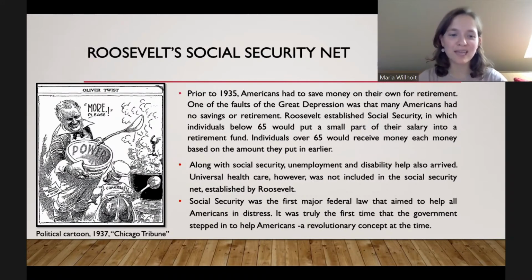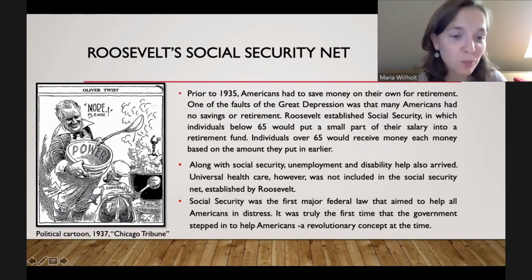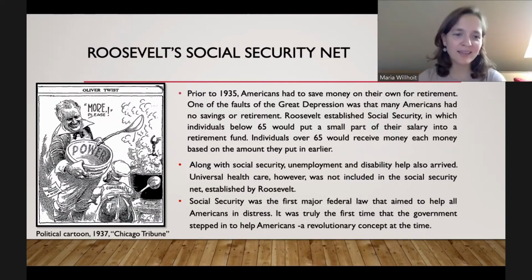Just so you know, this is actually a political cartoon from the Chicago Tribune in 1937. And it's actually an image of Roosevelt. He's smiling. He's got a soup bowl and a spoon, and the bowl has power. It's supposed to symbolize power, and he wants more, please. And he wants more and more. The cartoon is saying he wants more and more power from Congress. And part of the power is reorganization and making the executive branch bigger. So not everybody was happy. But I think one of the reasons why he was successful in getting this passed is because so many Americans were desperate for something. They needed some help.